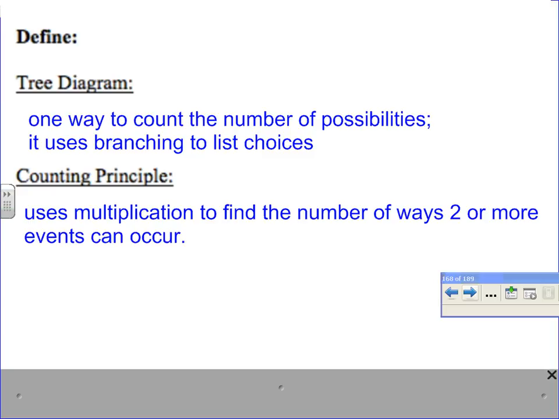Counting principle, we did a little bit yesterday, but more so today and tomorrow. So our counting principle is, it uses multiplication to find the number of ways 2 or more events can occur. So it always uses multiplication to find the number of ways 2 or more events can occur. And then after that, we're going to talk about factorial.